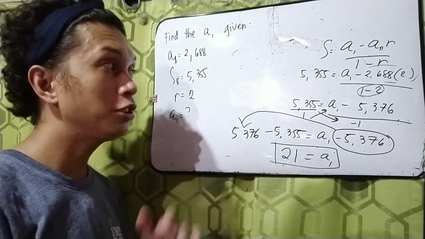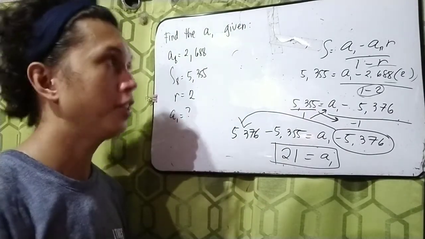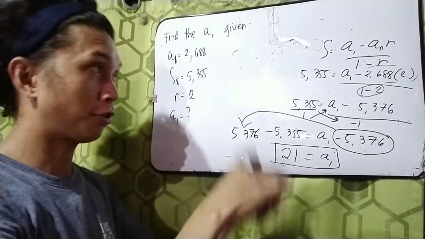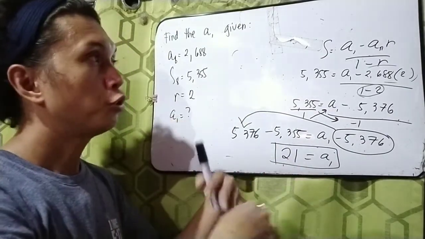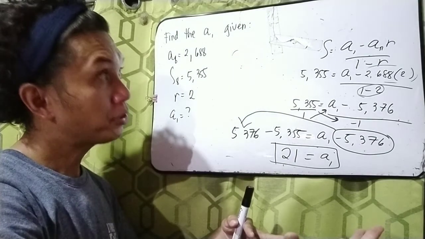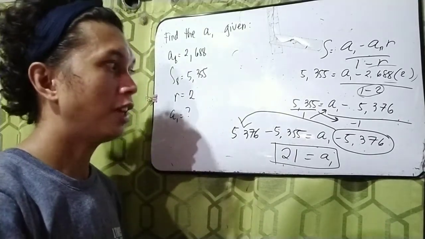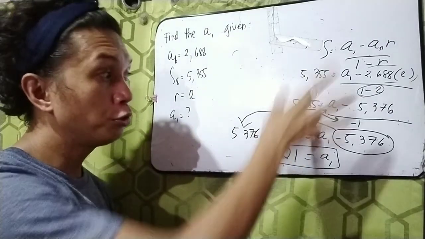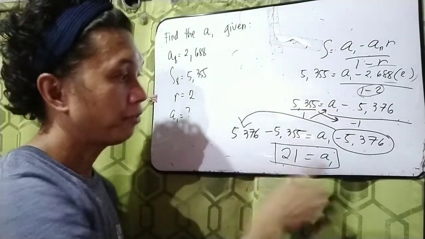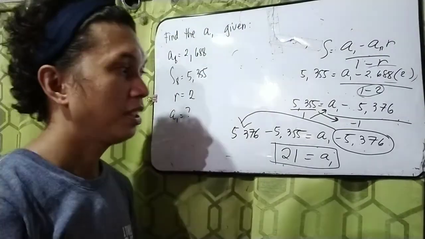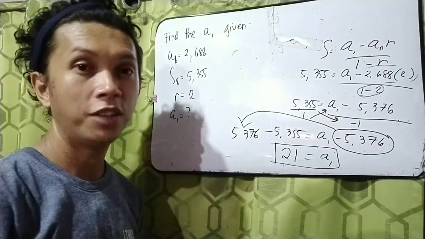All you need to do is to derive, to cross multiply, and to transpose if necessary, as long as you arrive at the unknown of the given problem.